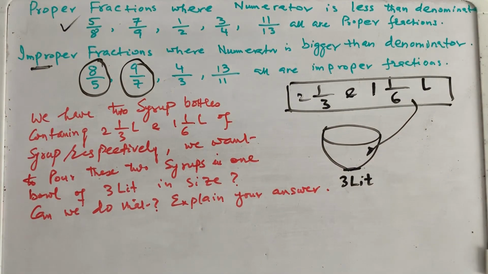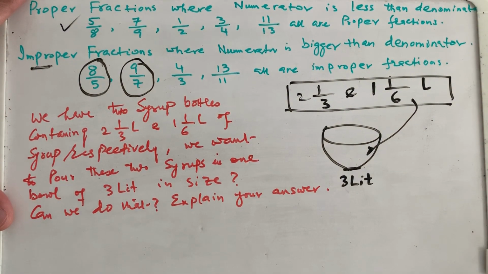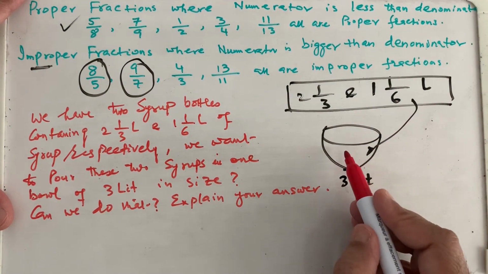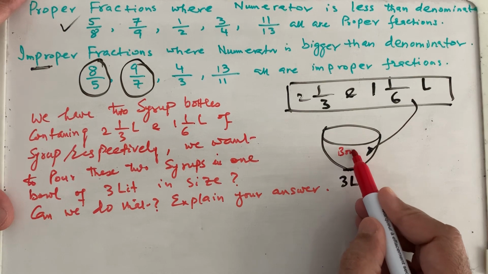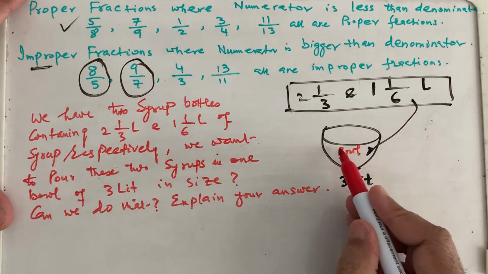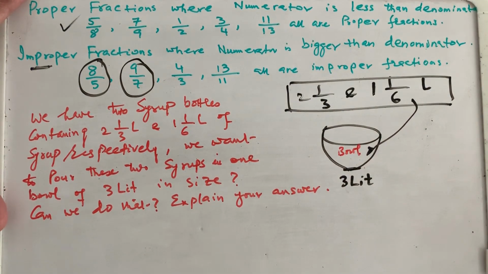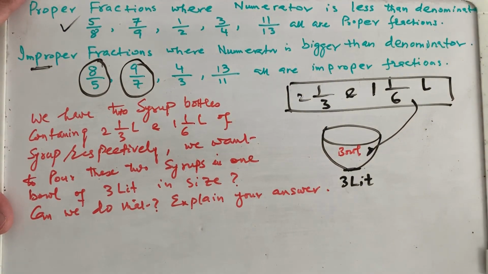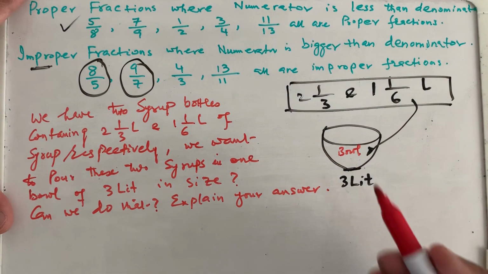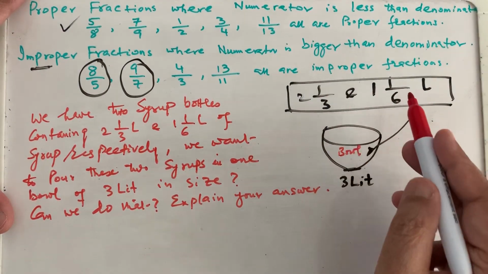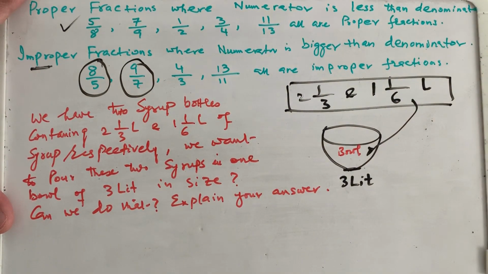So what we have is 2 syrup bottles containing 2 and 1 by 3 liters and 1 and 1 by 6 liters of syrup, and we need to put those 2 bottles into this bowl. This is my bowl, and the size of the bowl is 3 liters, and we want to check that. Can we put these 2 bottles of syrup into this one big bowl? So what we need to do is add these 2 fractions, and these 2 fractions are mixed fractions.